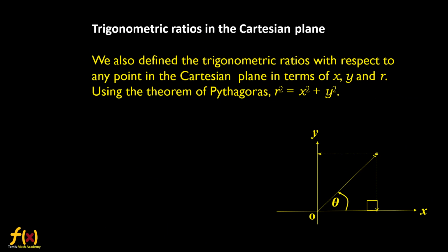Then we learn further the definitions in the Cartesian plane, the trigonometric ratios in the Cartesian plane. What's meant by Cartesian plane? The computer screen or your notebook page is a plane. We can divide the plane surface into 4 quadrants using x-axis and y-axis. Okay, so when you separate the plane surface into 4 quadrants using the x-axis and y-axis, we call it Cartesian plane.